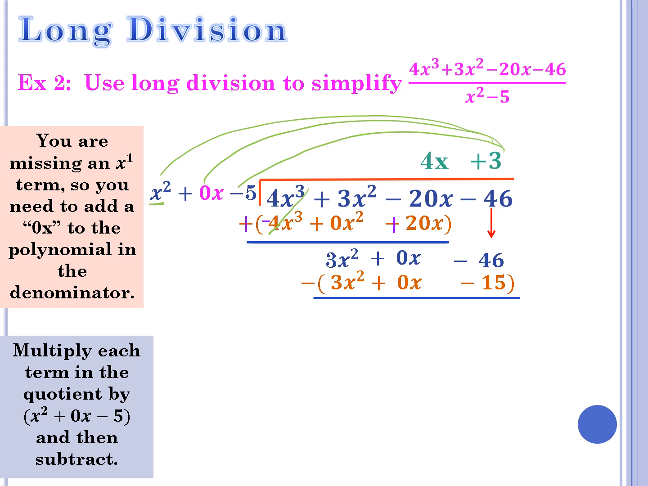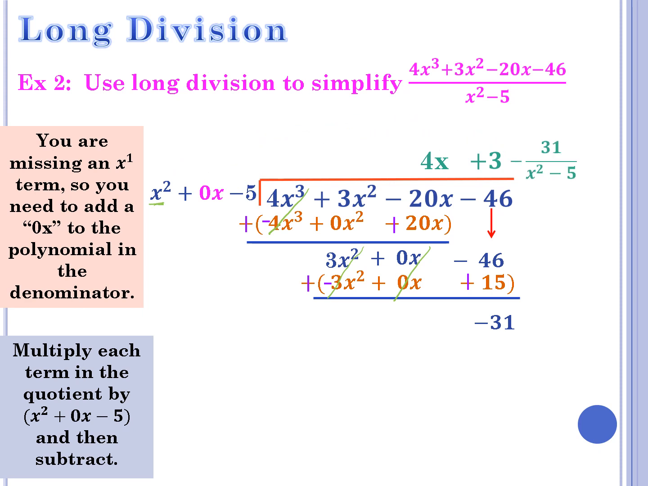So now what we're going to do is change that subtraction to a plus, and distribute that negative. So positive, or plus, negative 0 doesn't matter, plus 15. Now we notice when we add down the column, those pretty much go away, and I have minus 31, or negative 31. So when I go to write my remainder, I'm going to say minus 31 over x squared minus 5. You could say minus or plus a negative, it doesn't matter. And that is your quotient.